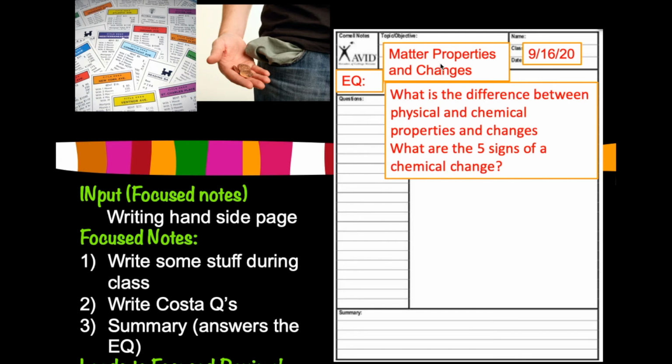So the topic is matter properties and changes. And then it's what is the difference between physical and chemical properties and changes? Oh, there should be a question mark there. And what are the 5 signs of a chemical change? All right, let's get into it.